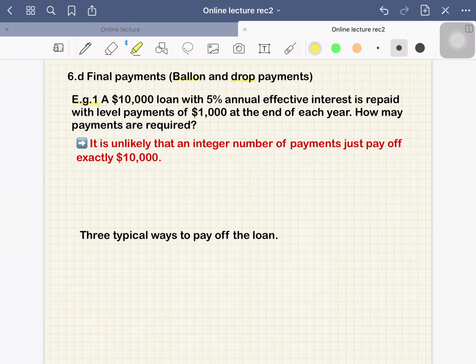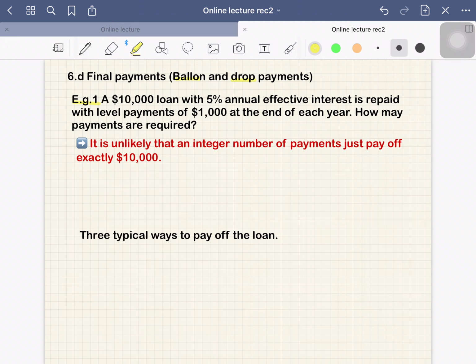Okay, so think about the example. Our $10,000 loan with 5% annual effective interest rate is repaid with level payments of $1,000 at the end of each year. So how many payments are required?